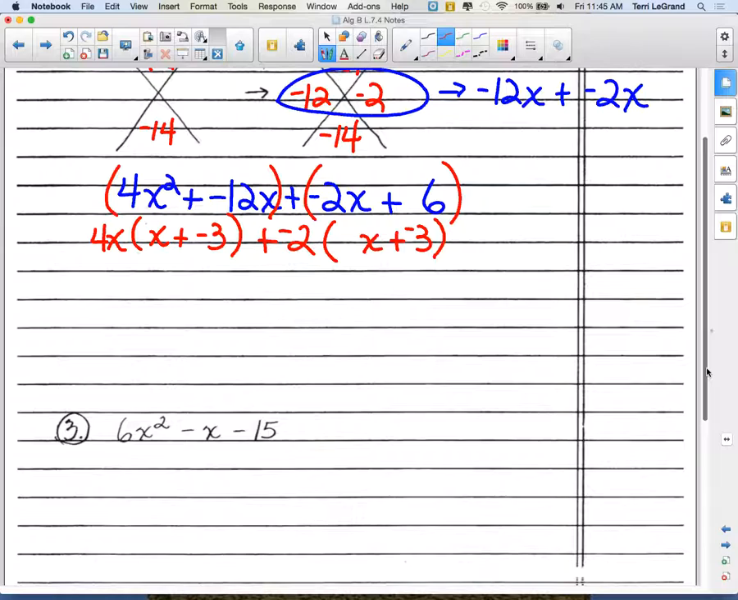So what is the factored name for our trinomial? x plus negative 3, parentheses, times, parentheses, 4x plus negative 2. Okay. Now, can that be cleaned up for an answer bank? Yes, it can be. x minus 3.